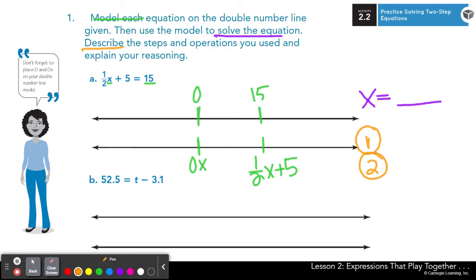Alrighty, now that you know what's expected of you, take a look at the problems in front of you. You're going to solve for 1A, 1B, and also 1C and 1D. And also, I want you to take a look at question number 2, and we're going to talk about that after all of these problems have been worked on.